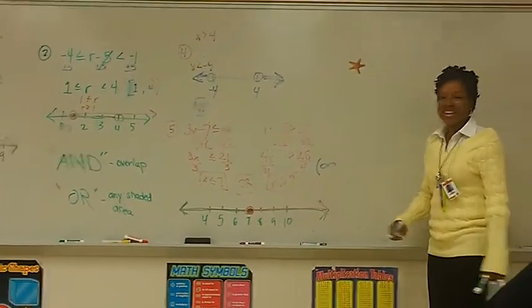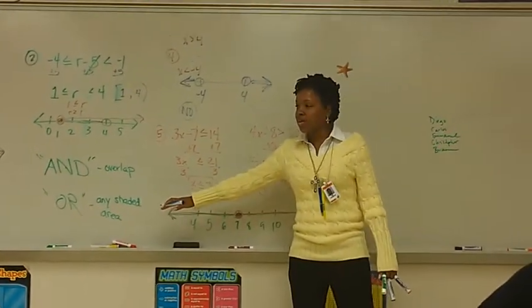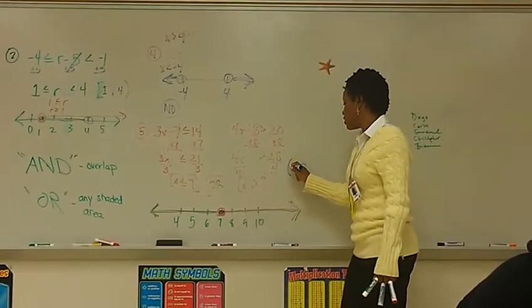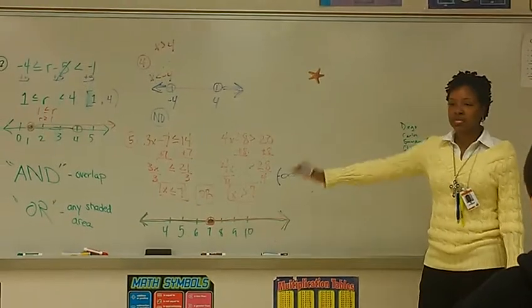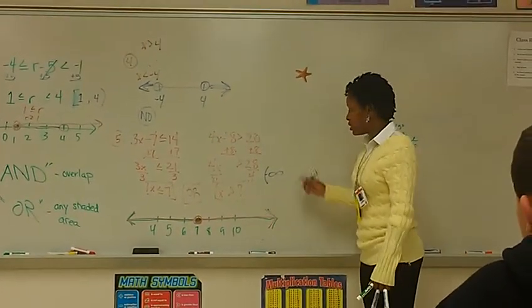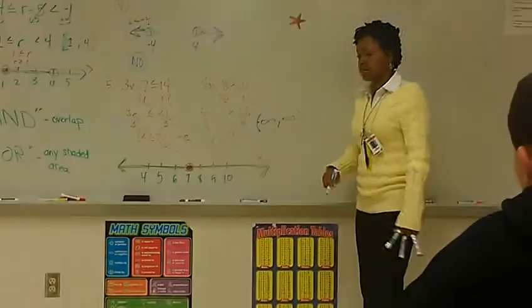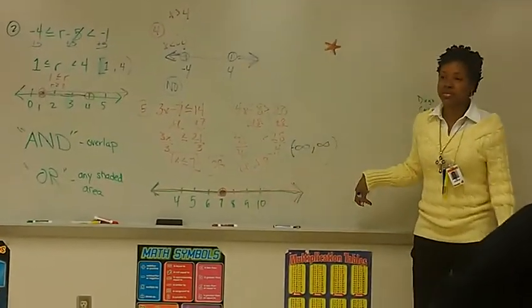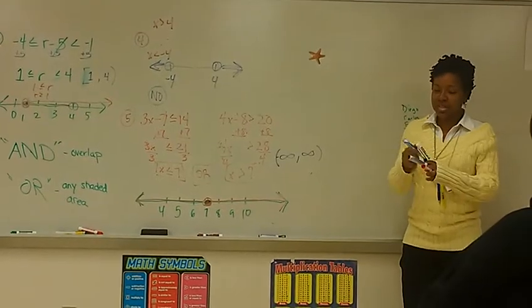Okay? But you can't say infinity going backwards. Because you're going backwards, right? You have to say negative infinity. I know that sounds crazy, but that's what you say. It's negative infinity. Now this way is positive. You're going up, right? So this is positive infinity. So your answer is from negative infinity to positive infinity. That means every number.